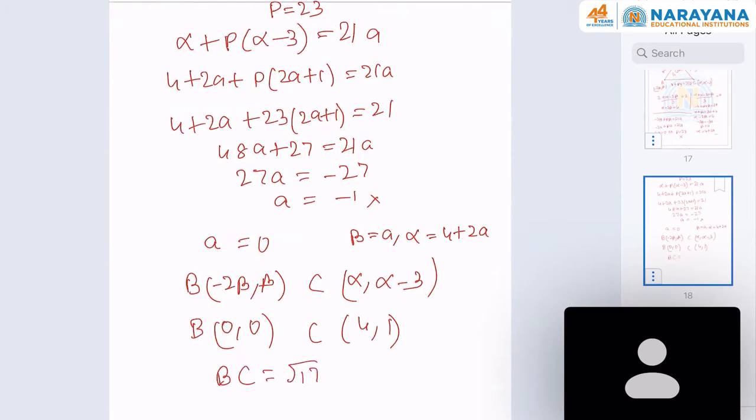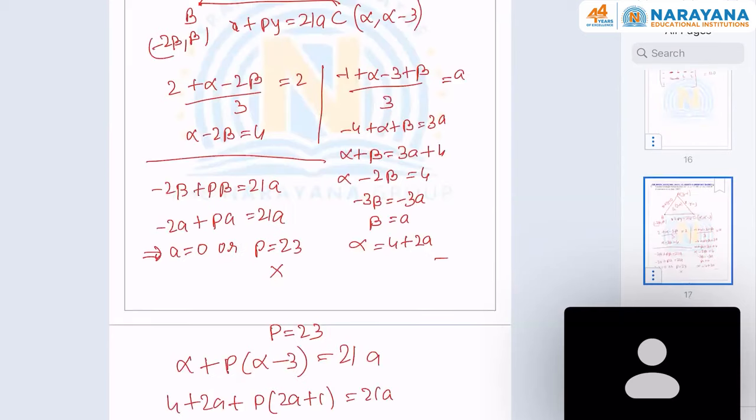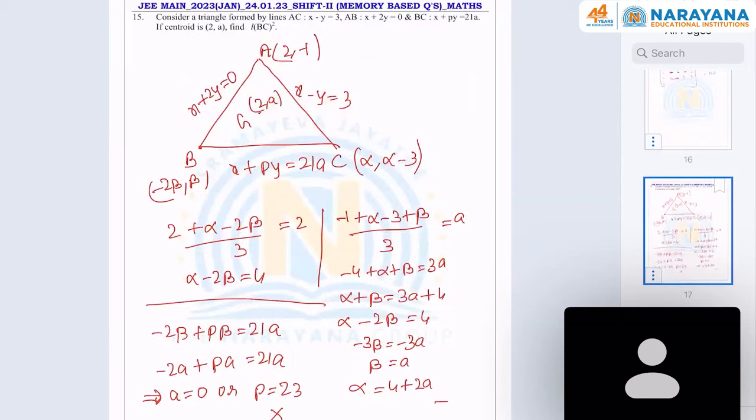So first what I did is I found the coordinates of B in terms of one variable, and the coordinates of C in terms of one variable, and here the centroid is given as 2 comma a. So first I'm finding the x coordinate: 2 plus alpha minus 2 beta by 3 is equal to 2. Similarly, y coordinate: minus 1 plus beta plus alpha minus 3 is equal to k.